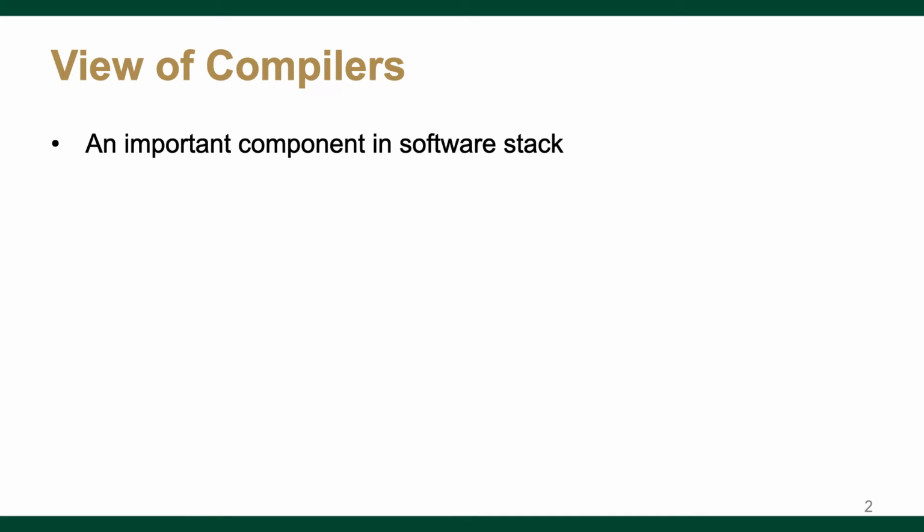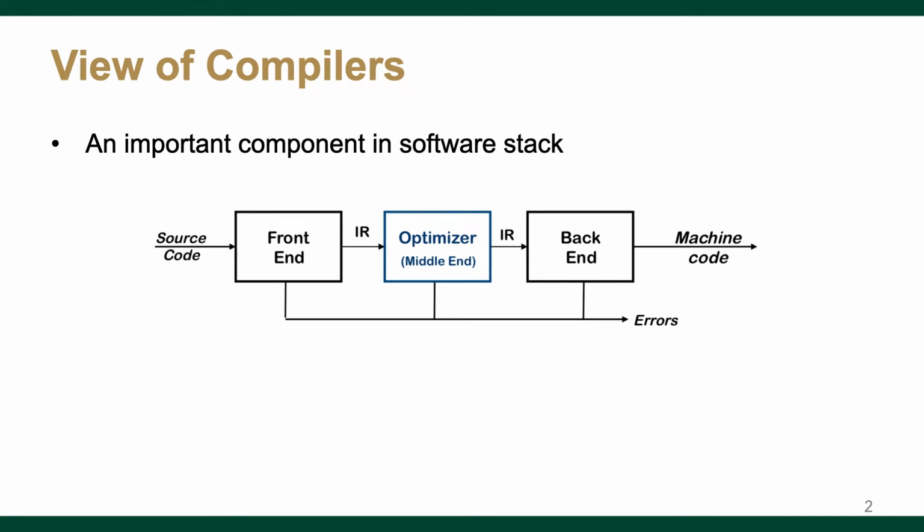Let's start our story from the view of compilers. As we all know, compilers are an important component in the modern software stack. A compiler is a tool to convert the text of source code into machine code, and the machine code can then be executed on the machine. In the meanwhile, a compiler employs a variety of optimization techniques.